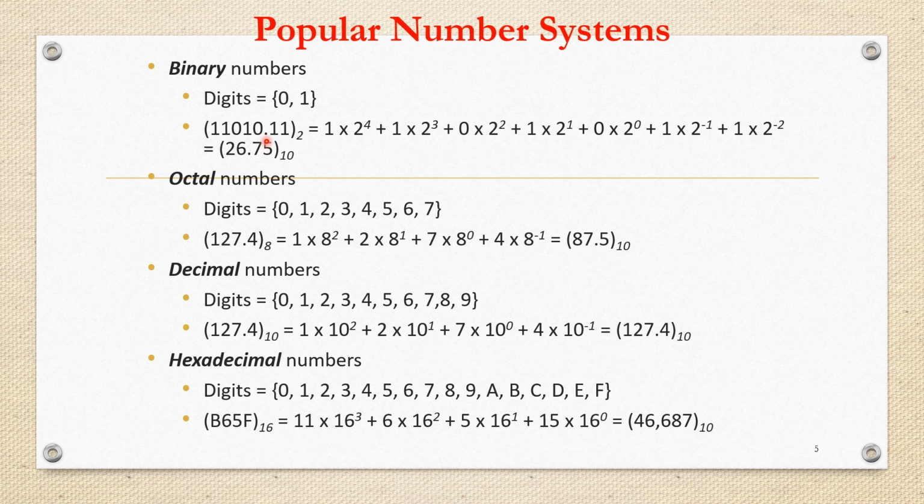A number has an integer part and a fraction part as shown here, and we know their positional notation and how to evaluate them. I am showing them here again just for quick reference. For octal number 127.4, which evaluates to 87.5, this is the way to convert the octal number to a decimal number and then to hexadecimal.